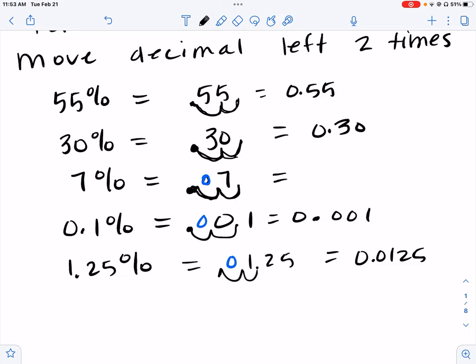7% is 0.07. Okay, what about 0.1%? Move it 2 times, fill in the blank with a 0, so that's 0.001. 1.25%, 2 times would be fill in the blank with a 0, 0.0125.